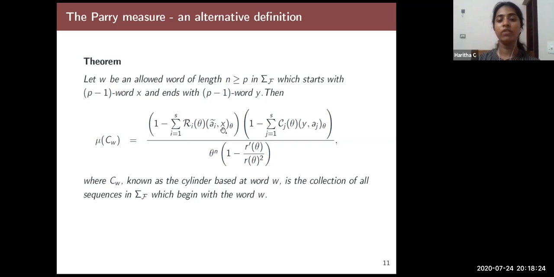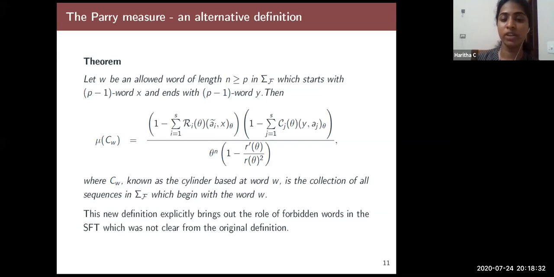So what we proved is that we normalized this eigenvector and hence got the Parry measure on the cylinders. And this new definition explicitly brings out the role of forbidden words in the subshift, which was not clear from the original definition. In the original definition, the only thing that we knew was that words that start and end with the same p minus 1 words will have the same measure. But now what we know is, let's say you start with cylinders based at two words with the same correlation polynomials, then they both will have the same measure.